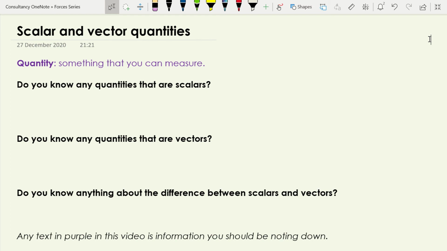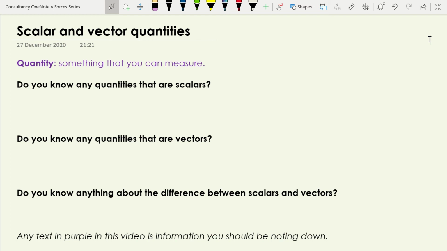Okay, so for this next part, it might be worth grabbing yourself a scrap piece of paper, something different to your notes. There are three things that I would like you to write down as much as you can at this point. Do you know any quantities that are scalars? Have you come across that term before? Do you know any quantities that are vectors? Again, maybe you've come across that before, maybe you haven't. And do you know anything about the difference between scalars and vectors? So pause the video and write down those three things now.